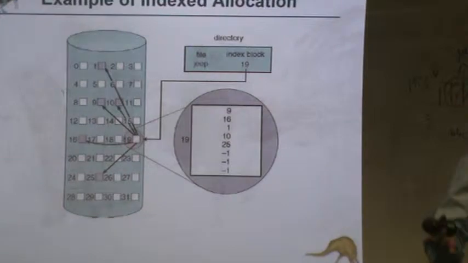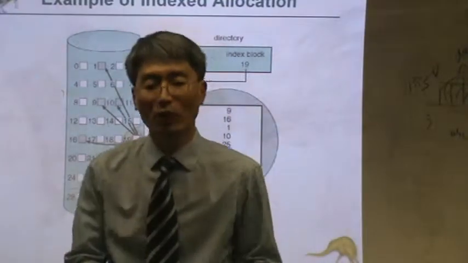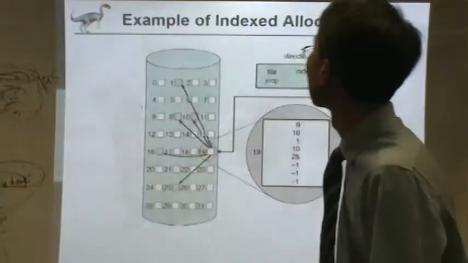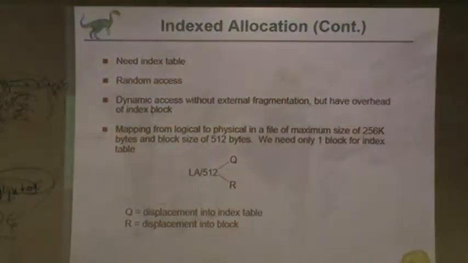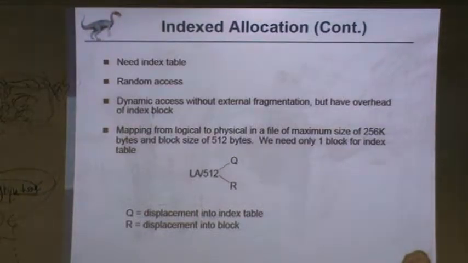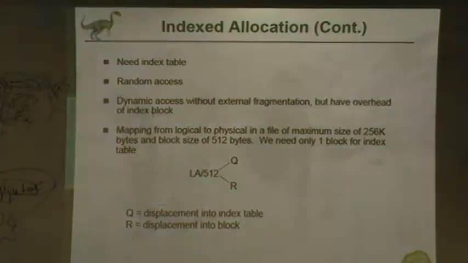So, contiguous, linked list, and the index allocation. When you implement your file system, your application will implement one of these allocations. One more thing about index allocation: one block will be used for the index table. Maybe when you have a large file, you need multiple blocks for the index table. However, it provides random access. We know the address, so each file has the relative address, so you can easily find the exact location in the file. So you can easily implement random access using the index allocation.